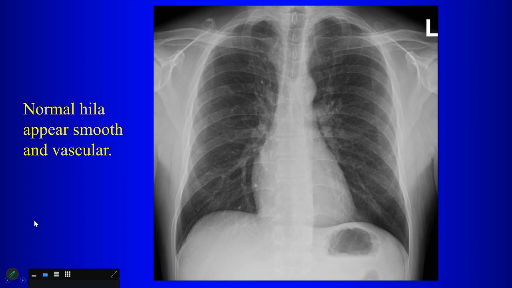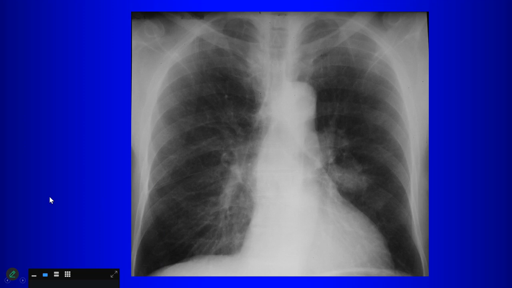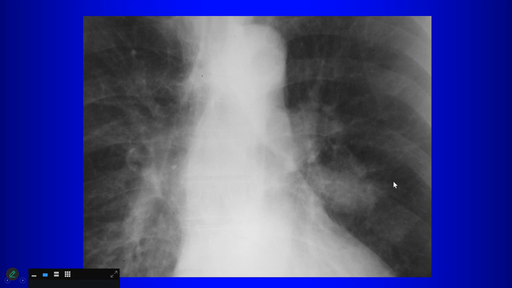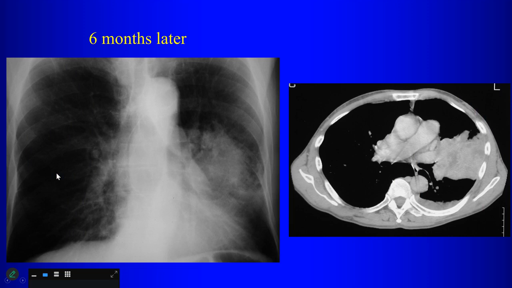The hila. The hila should be smooth and vascular. All right, so you should have very smooth hila. So you want to include that on your checklist, looking at the hila. What do we think of this? Left perihilar opacity. So there seems to be increased opacity here in the left perihilar region, right? Six months later, big cancer, much bigger, okay?